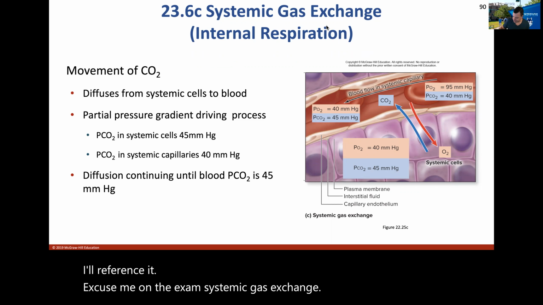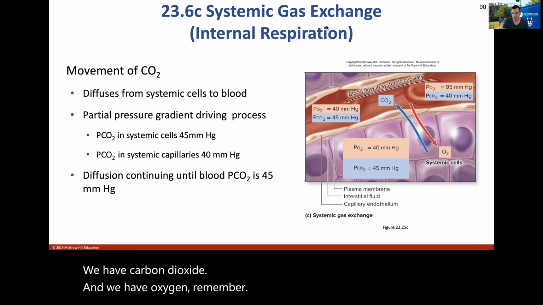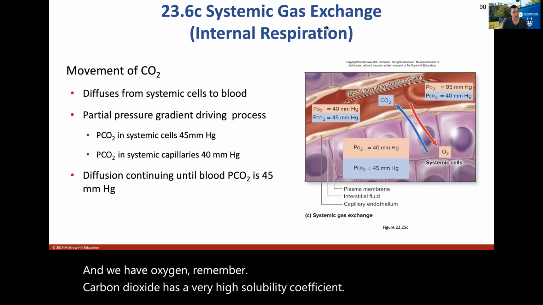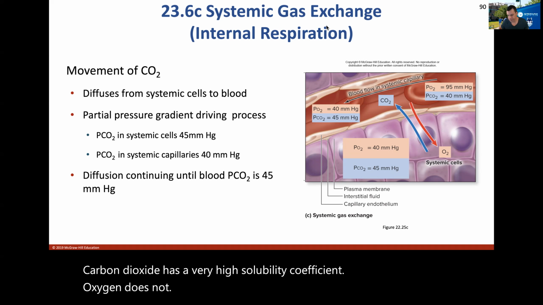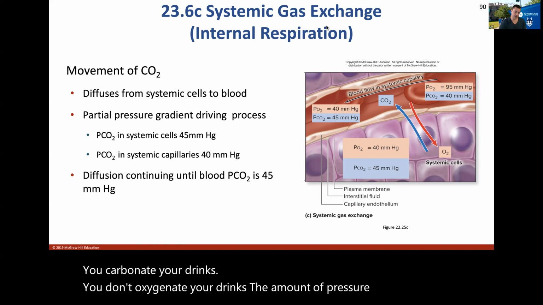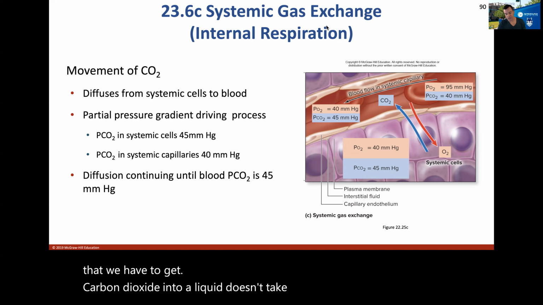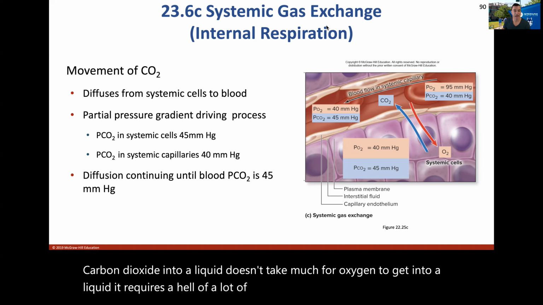We have carbon dioxide and we have oxygen. Remember, carbon dioxide has a very high solubility coefficient. Oxygen does not, okay? You carbonate your drinks. You don't oxygenate your drinks. The amount of pressure, amount of force that we have to get carbon dioxide into a liquid doesn't take much. For oxygen to get into a liquid, it requires a hell of a lot of pressure. So it's not done.